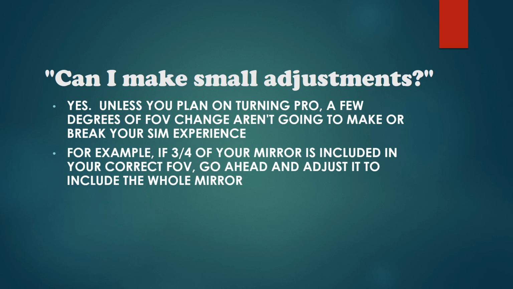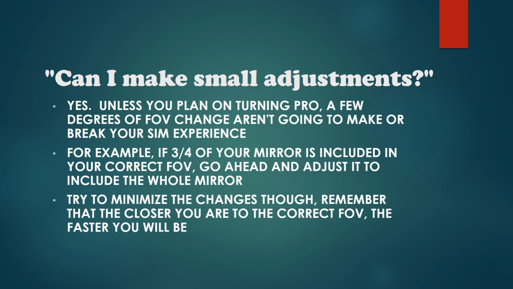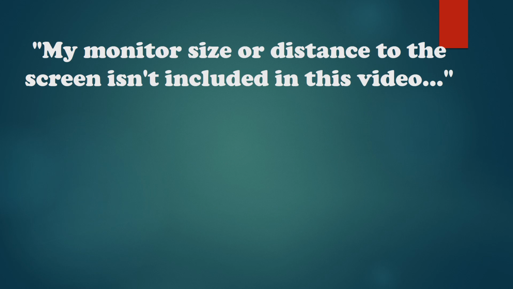And what I say is make it work for you. So if part of your mirrors are obstructed in your correct field of view, you can adjust it back a little bit so that you can see your whole mirror. There's no crime in that. As long as you're plus or minus a few degrees, it's not going to make or break your lap time. And finally, you can adjust it some, but don't adjust it too much, because keep in mind, the closer you are to perfect, the faster you will be.